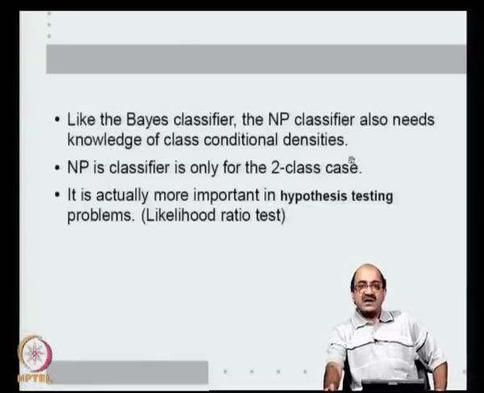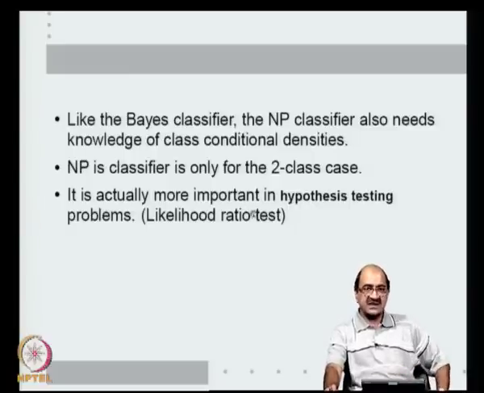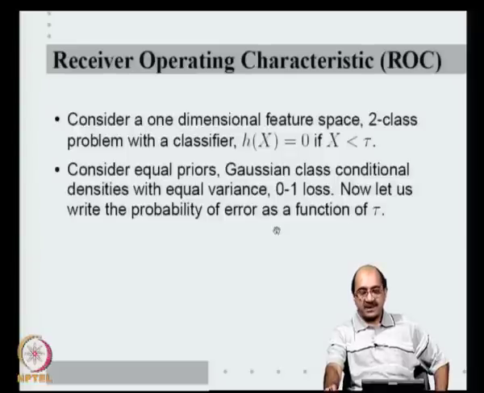So, like the Bayes classifier, the Neyman-Pearson classifier also needs knowledge of class conditional densities, and the classifier is only for the 2 class case. We did not define it for the multi-class case, and it is often difficult to extend to the multi-class case. Just as general information, it is more important in certain statistics problems called hypothesis testing problems, okay, more than classifiers. Though for the 2 class case, it is also used, especially when you do not want to trade one kind of error with another. Rather than that, you want to put a bound on one kind of error, and given that bound is satisfied, minimize the other kind of error.